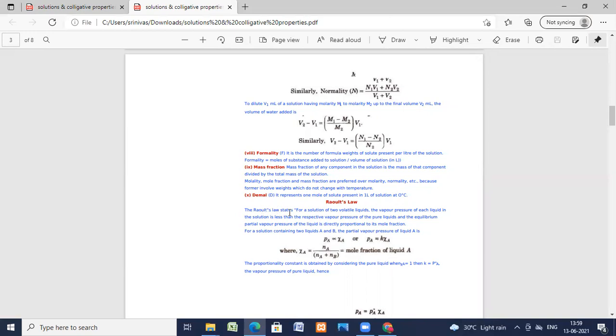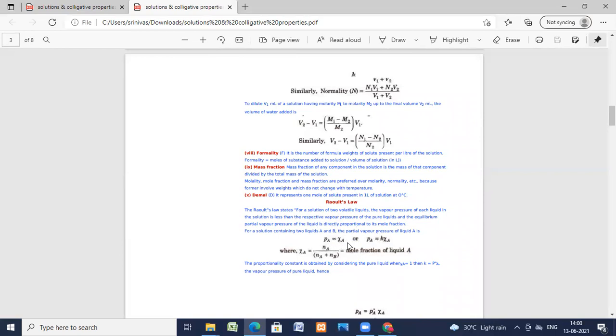Raoult's law states that for a solution of two volatile liquids, the vapor pressure of each liquid in solution is less than the respective vapor pressure of the pure liquids. The equilibrium partial vapor pressure of the liquid is directly proportional to its mole fraction.